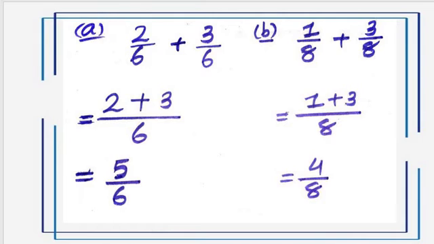Here we write 2 plus 3 over 6, as it is the common denominator. Then, what is the further step? We add the numerators.